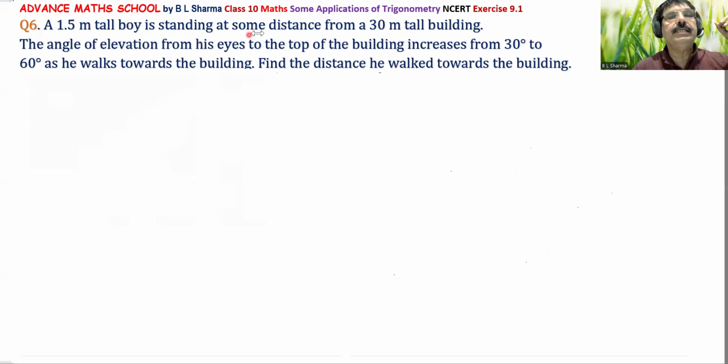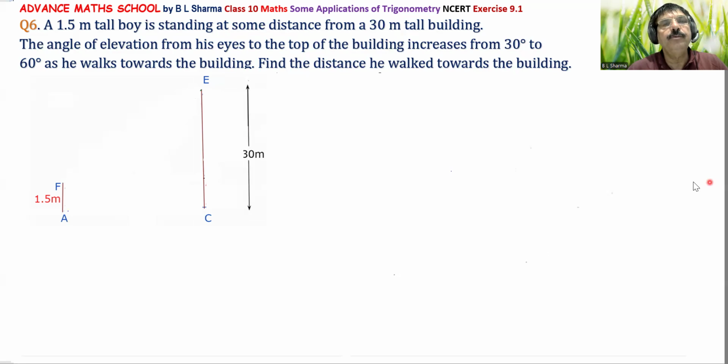This is question number 6. The chapter is chapter 9, some application of trigonometry, class 10th mathematics, and I am BL Sharma Math sir. The question is on your screen. A 1.5 meter tall boy standing at some distance from a 30-meter tall building.